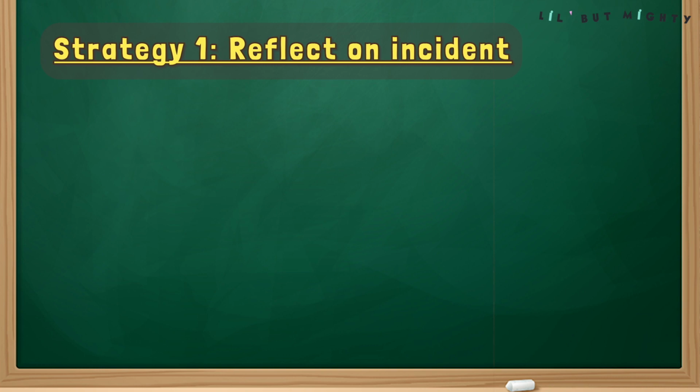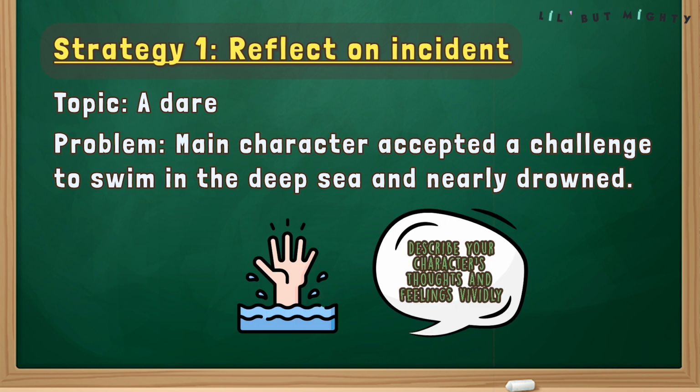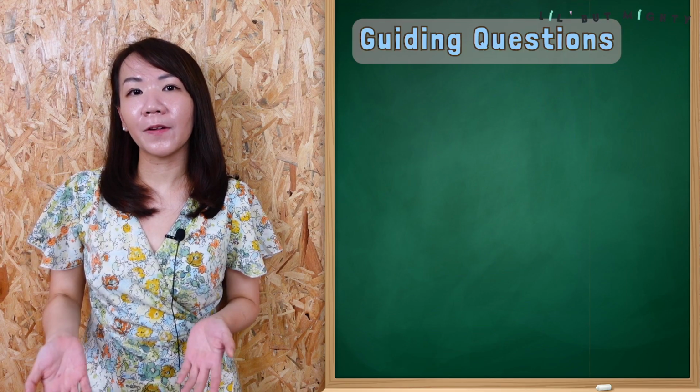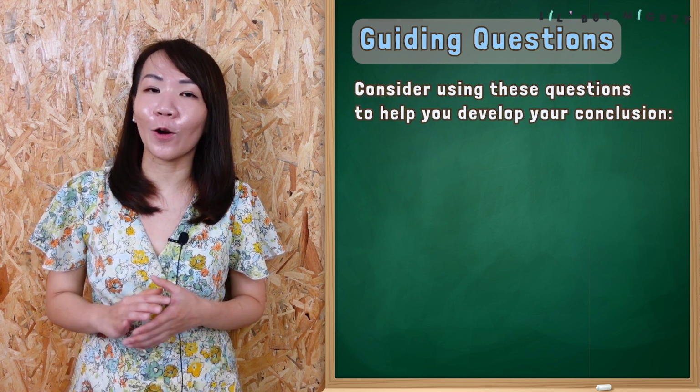Let's say the topic is a dare. Your main character realized that it was foolish of him to accept the challenge posed by his friends. As a result, he performed the dare and nearly drowned. You can describe his thoughts and feelings about the situation. To develop a meaningful reflection, use these guiding questions to help you in your conclusion.